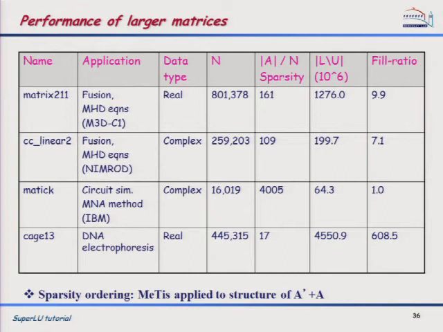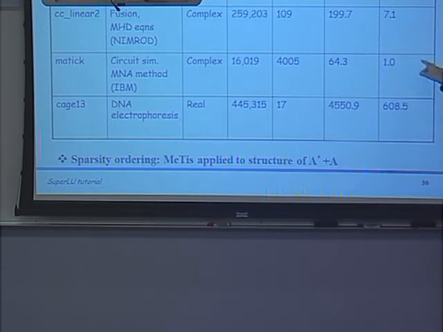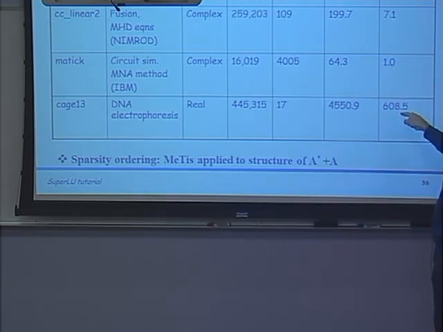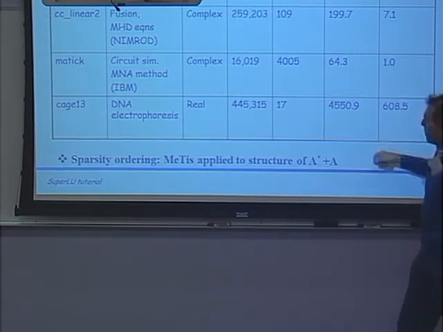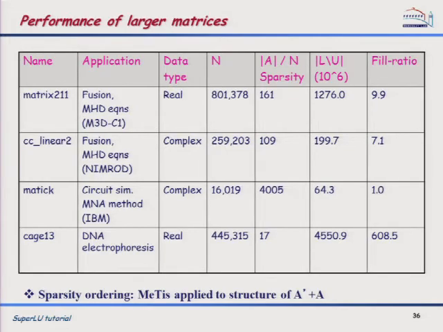And you can see here, I think this column is the important one. You can see the fill-in in the matrices. Given the number of non-zeros, you can see that in some cases the fill-in can be very, very big, 600 times, for some sorts of calculations involving DNA. But again, here you have all the matrices, real and complex, that you can do with SuperLU.